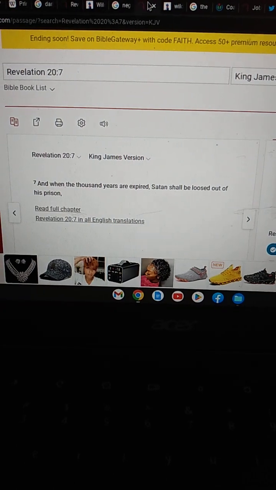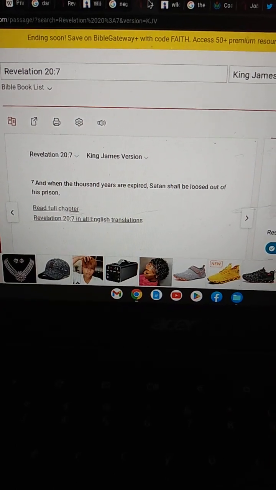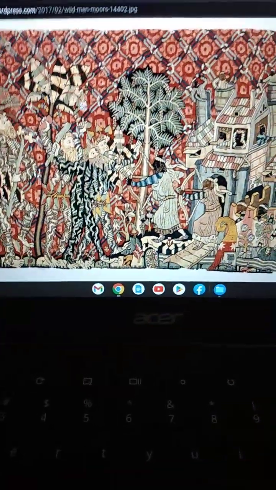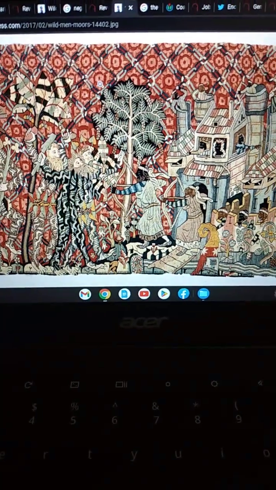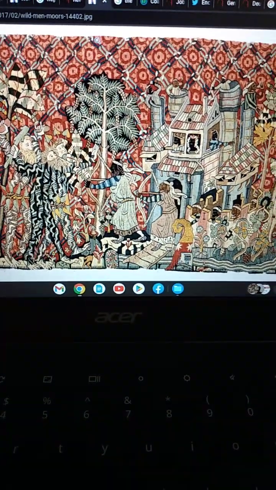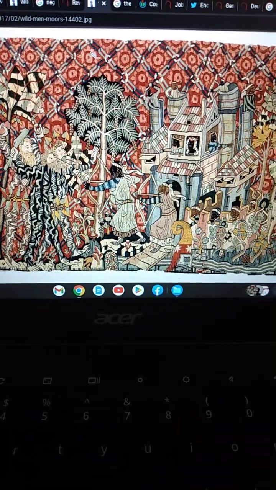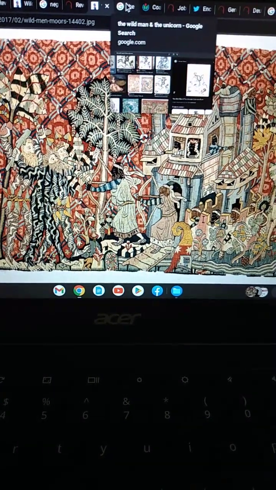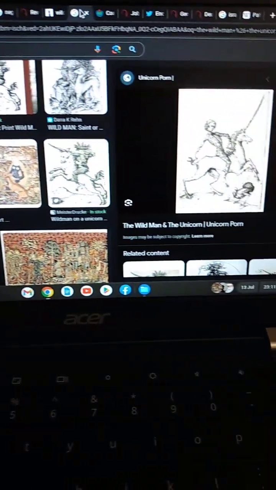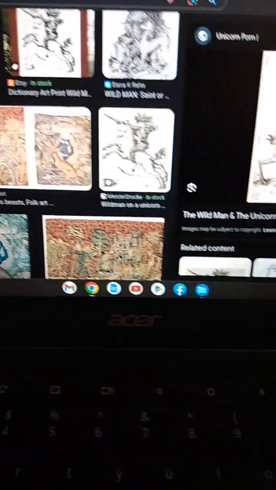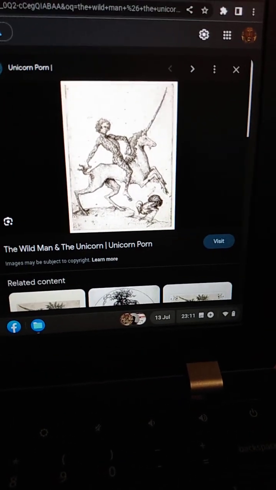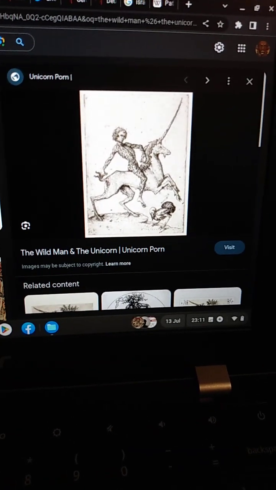And when 1,000 years are expired, Satan shall be loose out of his prison. And that was the 1,000-year reign from 500 AD to 1500 AD. And that was 1440. This is circa 1440, this image. And this is the wild man riding a unicorn. And the unicorn represented Israel. And I'm going to prove that.